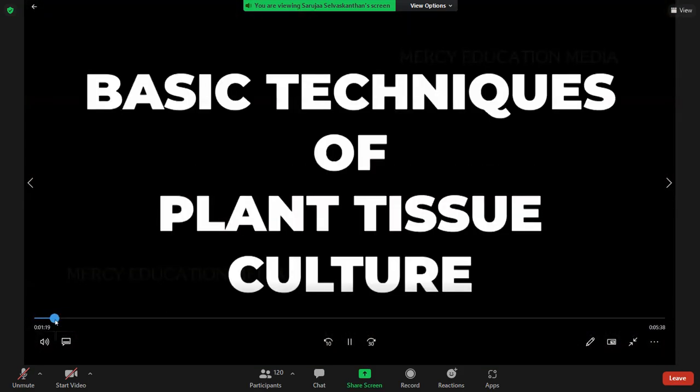How is the process of sterilization done? Don't worry about that. Sterilization and culture medium preparation, I will explain to you, right? What are the components we have to add in the culture media, mainly the MS media, and how we can sterilize the media and how we can sterilize the tools and glasswares, right? Each and everything I will explain to you, right?